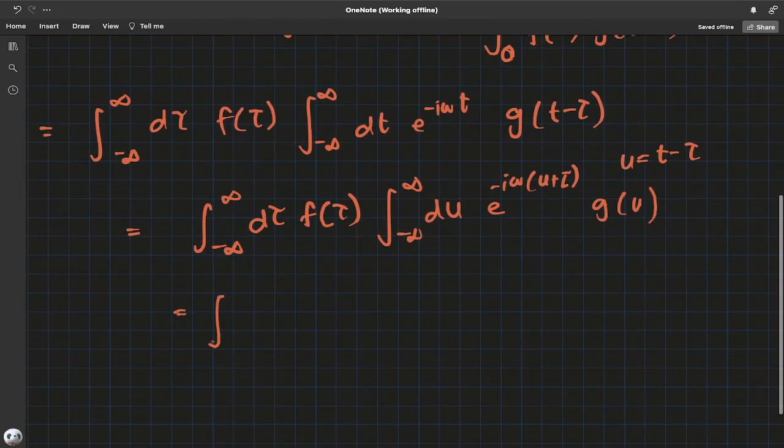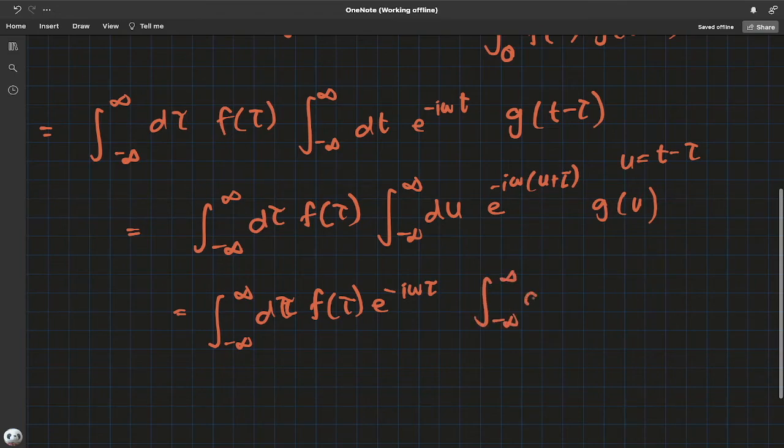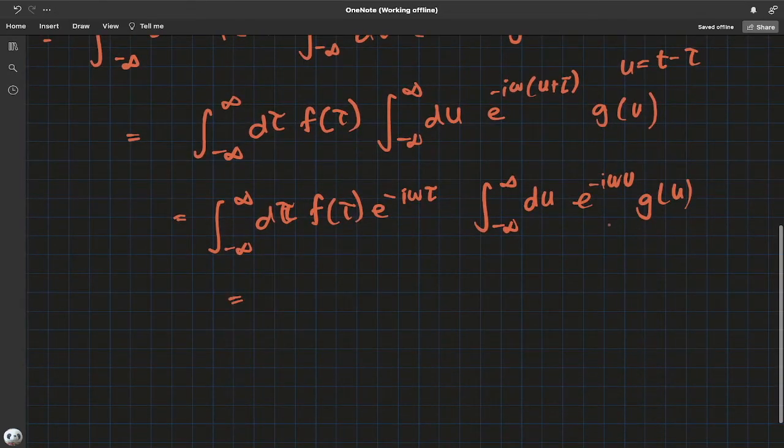Take the tau out: f of tau e to the negative i omega tau, integrated from negative infinity to infinity, du e to the negative i omega u g of u. This inside guy is just the Fourier transform, and you can change from u to t again, it actually doesn't matter. This is just going to be the Fourier transform of g, and this guy will become the Fourier transform of f. So there we go, we have proved this identity.